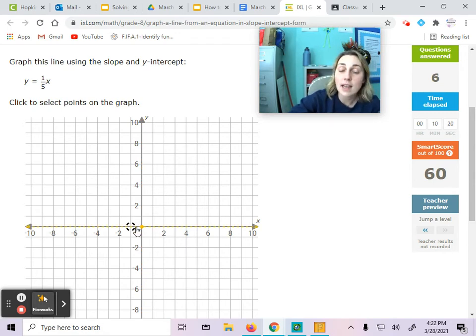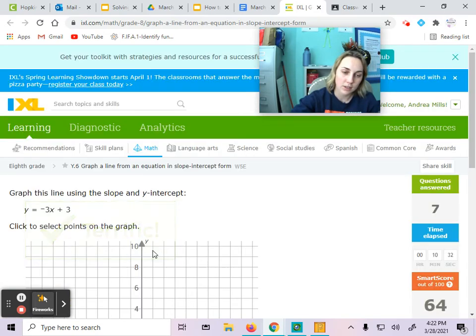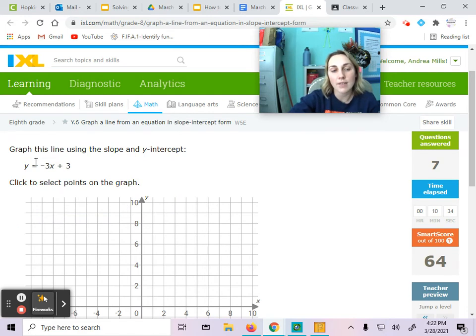All right. So after I did that, now my slope is going to be 1 over 5. So I'm going to rise 1, and I'm going to run 5. So 1, and then 1, 2, 3, 4, 5. Fireworks, terrific.